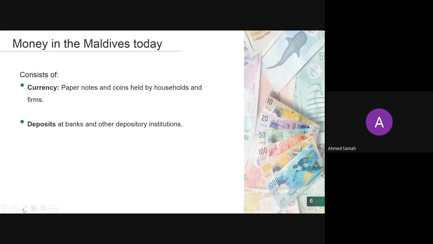So that's something you need to remember always. The amount of deposits in an economy will be more than the amount of the hard currency or the printed currency. For example, in Maldives currently, our deposits, both local currency and foreign currency deposits together, are around 35 to 38 billion rupiah. But the currency in circulation is around 3 billion, or more recently 4 billion now. So it is much smaller compared to the deposit levels.